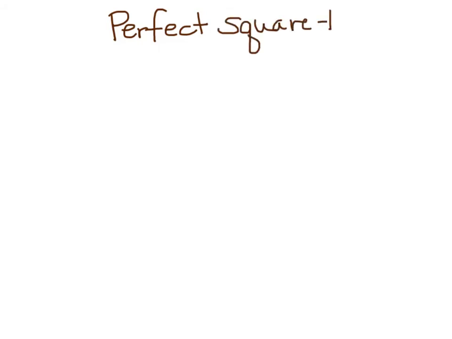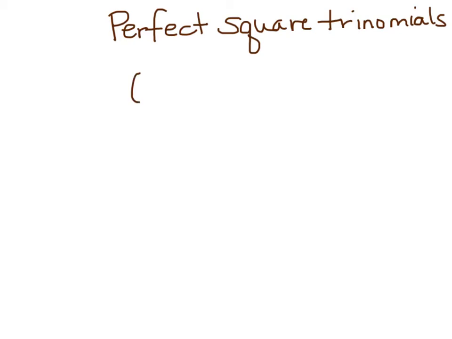Okay, so now we're going to look at perfect square trinomials. So here we go, perfect square trinomials. If something is a perfect square, what does that mean? Well, a perfect square number is a number that is the product of one number times itself. Perfect square trinomial is a binomial squared. It's the product you get when you square a binomial.